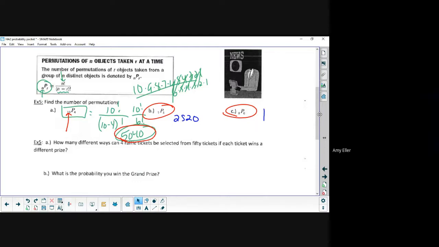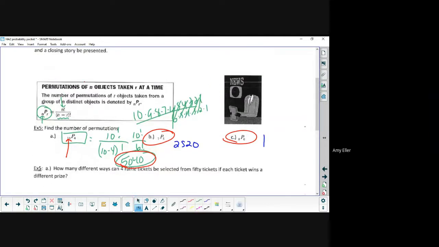Now let me explain what a permutation is. Permutations, I would like you to write down, maybe circle it, put a star by it. Order matters. There's permutations, there's combinations. Combinations we'll talk about tomorrow. Combinations, order does not matter.